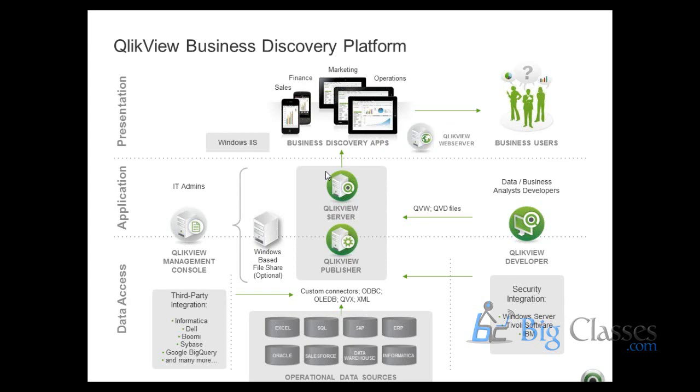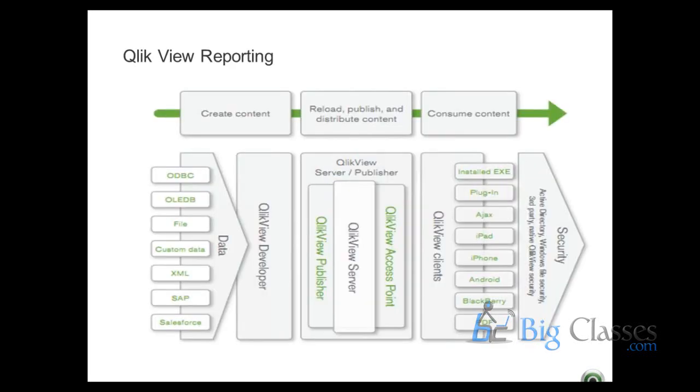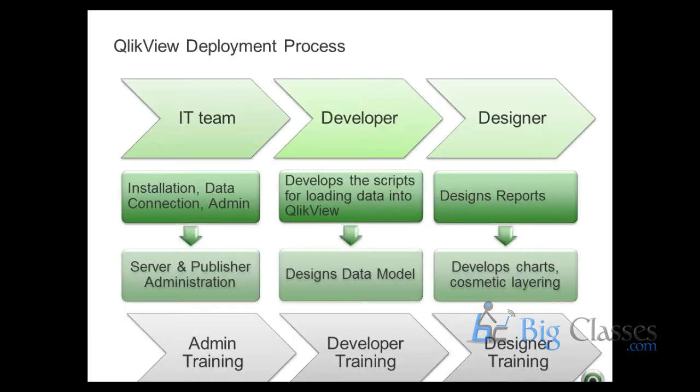Now, how would I put this across the development life cycle? It's basically the QlikView developer. He uses the desktop client, creates the content, be it the dashboard or all the analysis, whatever it is. He puts that on a server, reloads, publishes, and distributes the content, and users consume the content. These are the QlikView clients, be it Ajax, iPad, iPhone, or any mobile device. And of course it is security enabled and integrated with your Active Directory or anything. So there are three kinds of roles, if I have to put that in QlikView terminology.